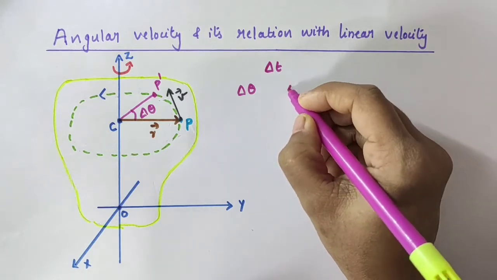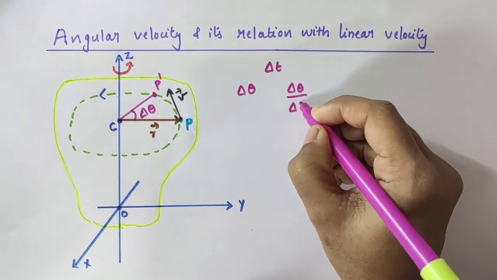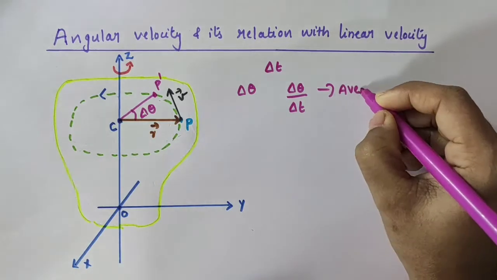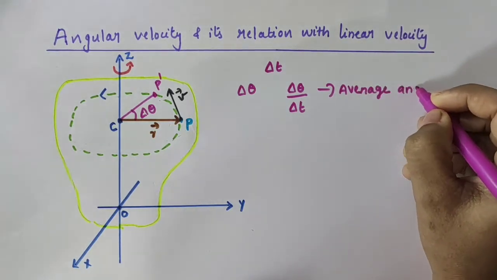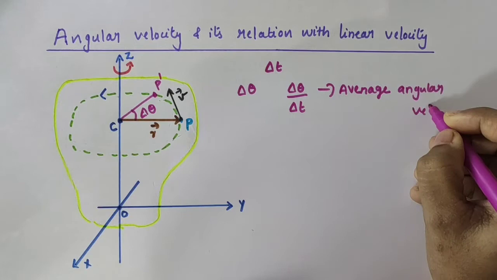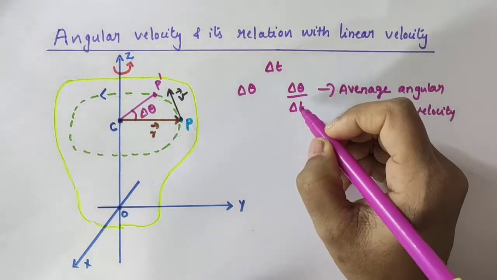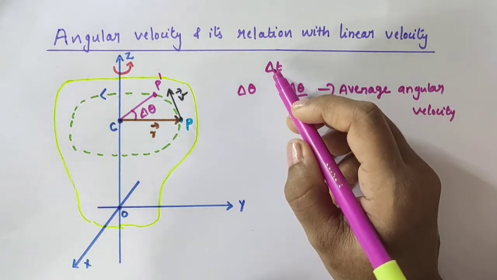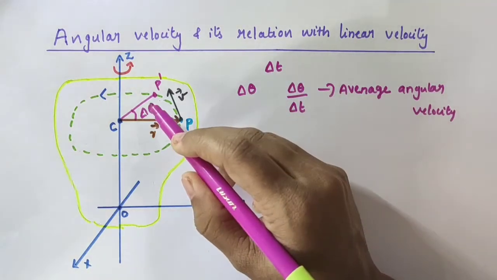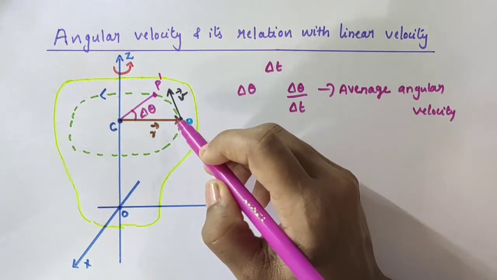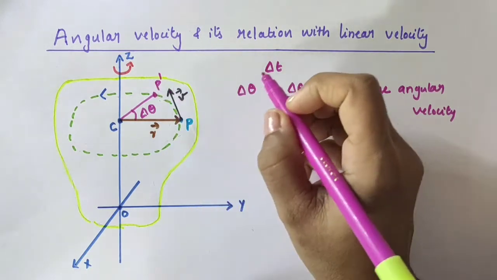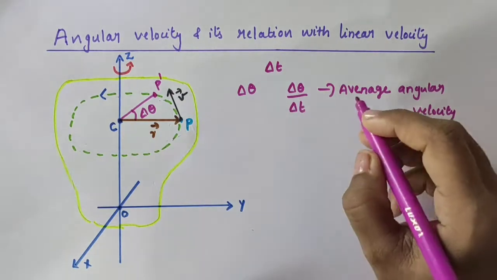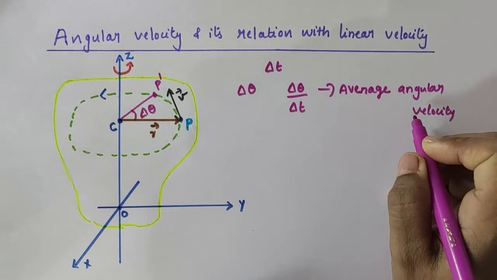Then the ratio delta theta divided by delta t is called the average angular velocity. Here delta theta is the angular displacement and delta t is the time of rotation. Delta theta is the angle through which the particle at P has rotated in time delta t. So delta theta by delta t, this ratio is called the average angular velocity.